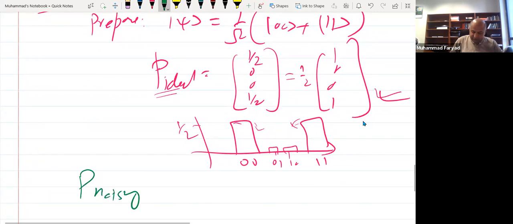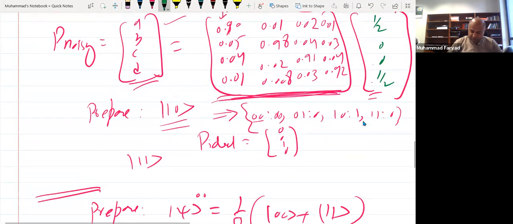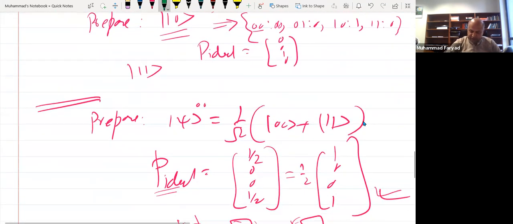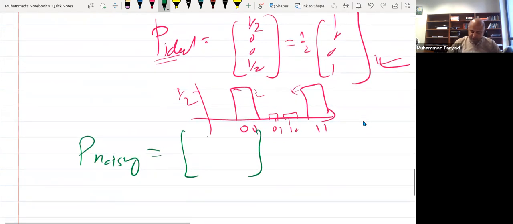So I will get P noisy like this. The first term is this row times this column. So 0.9 times half plus 0.1 times 0, 0.02 times 0, and 0.01 times half. So I'm going to get 0.45 plus half of this. Half of this is 0.005. So 0.45 and 0.005 is 0.455.